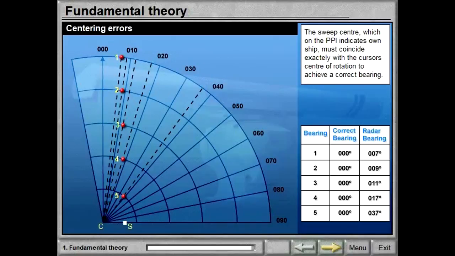On this illustration, position C is the cursor centre, and position S is the sweep centre. The figure shows the bearing errors obtained for a vessel approaching on a steady head-on course. The bearings, changing from 7 degrees to 37 degrees, indicates a noticeable bearing change to starboard of own ship. This can produce very dangerous situations during reduced visibility conditions.